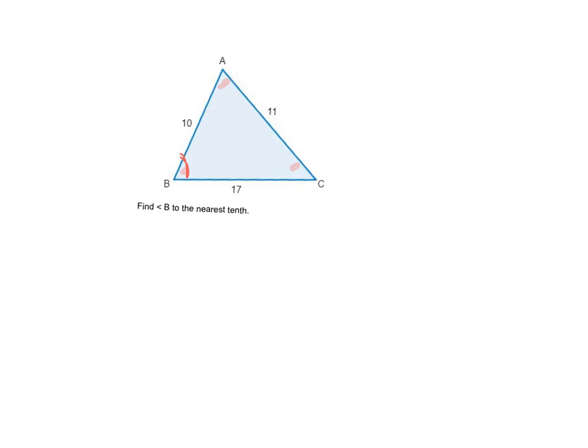So for this one, we're going to find the angle this time. The unknown is going to be at the end. So if I want to find angle B, then 11 is going to be the part that's by itself.